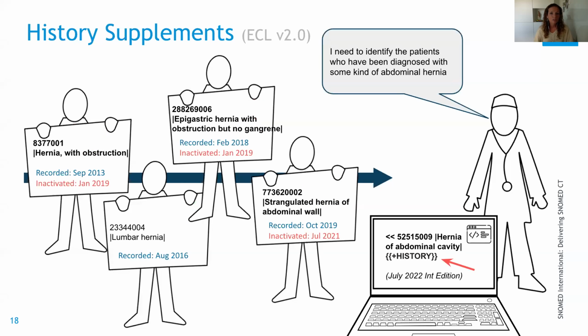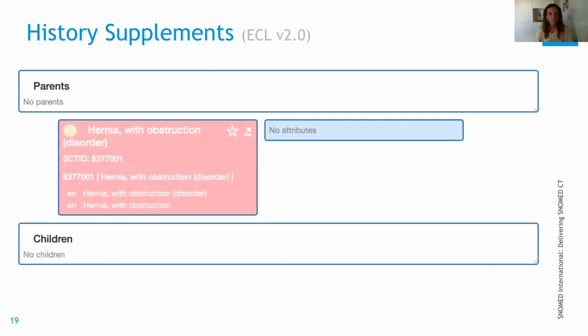So for this purpose, we have introduced history supplements. History supplements are specified as other filters using the double curly braces and begin with a plus sign followed by the word history. So you simply add this to the end of the expression constraint, and then you would include all of the inactivated concepts as shown here. I just want to show you how it works.